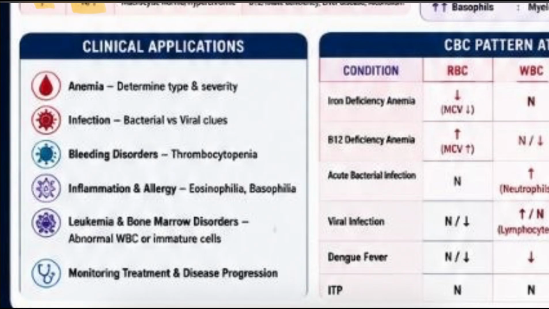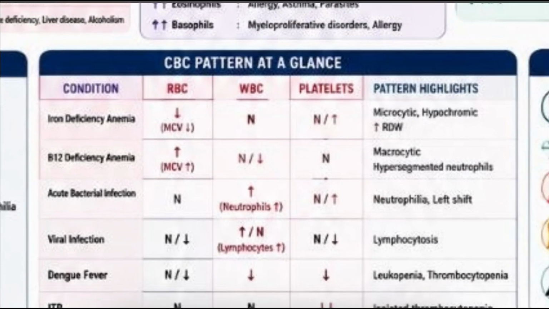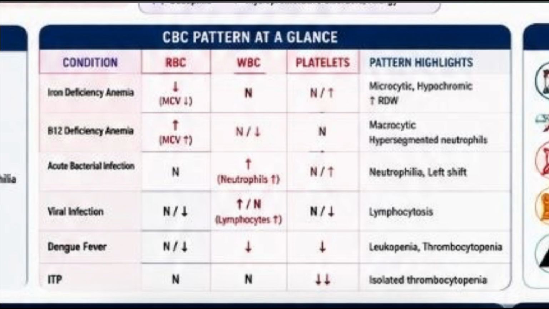Okay. In clinical application, we have some important things. In anemia, it will determine the type and severity. In infection, bacterial versus viral, it will give a clue. In bleeding disorders, we can see thrombocytopenia. In inflammation and allergy, eosinophilia and basophilia. We can see leukemia and bone marrow disorders, like abnormal WBC or immature cells, and it helps in monitoring treatment and disease progression. Okay. Next, CBC patterns.